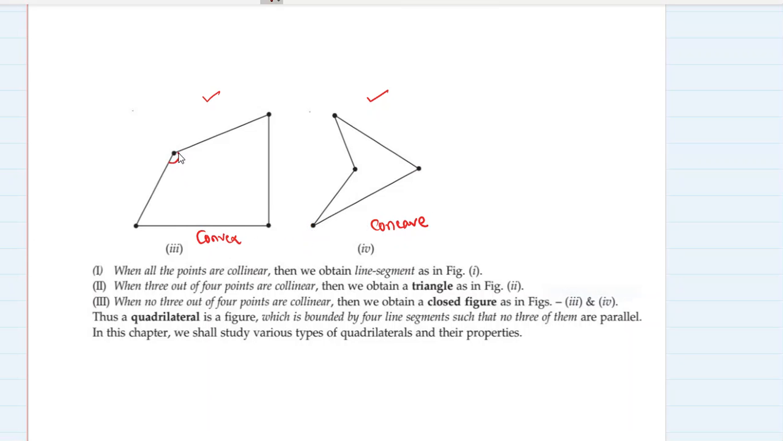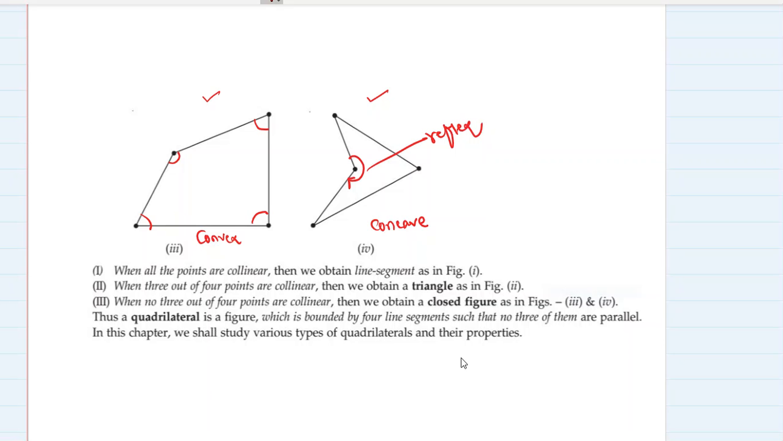So all the angles of this kind of quadrilateral, which we are going to study in this chapter, are less than 180 degree. They may be acute, they may be obtuse, but they will always be less than 180 degree. And in this type of quadrilateral, at least one angle will be reflex. So if one of the angles of the quadrilateral is reflex, then it's a concave quadrilateral. And if all the angles are less than 180 degree, that is acute or obtuse, then it's a convex quadrilateral.